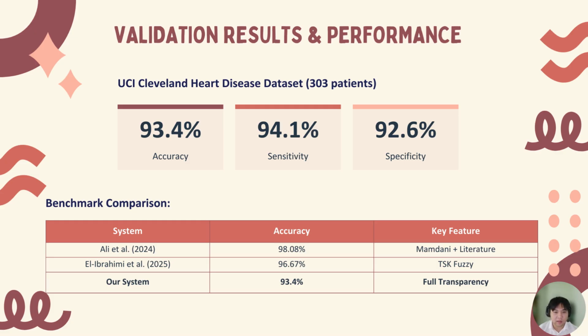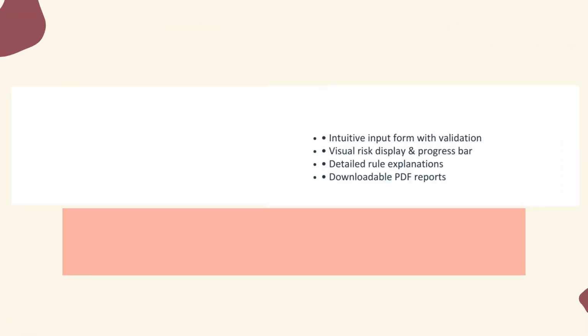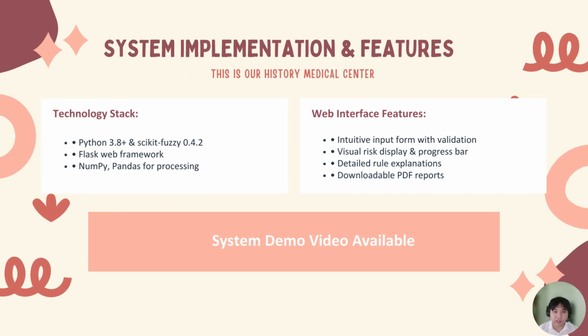Although our accuracy is slightly lower than the best reported systems, the key advantage of our approach lies in full transparency. Every diagnosis decision is driven by explicitly defined rules, each traceable to peer-reviewed medical literature and clinical practice. This level of explainability is often worth more than marginal gains in accuracy, making our system more suitable for real-world medical decision support.